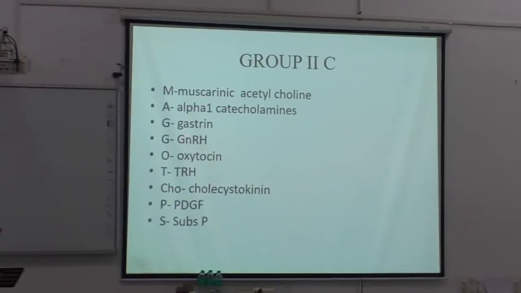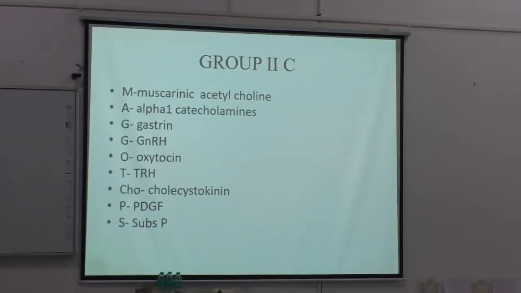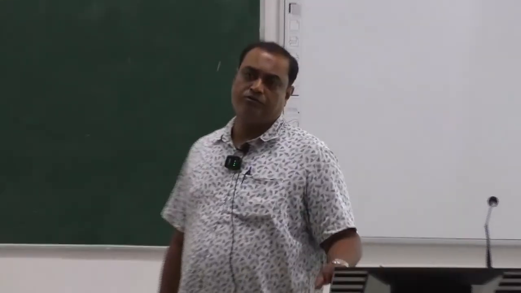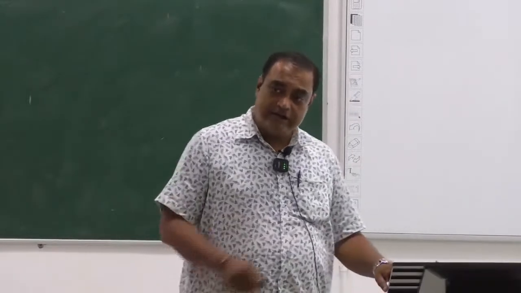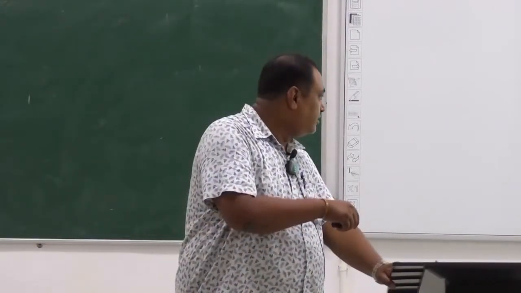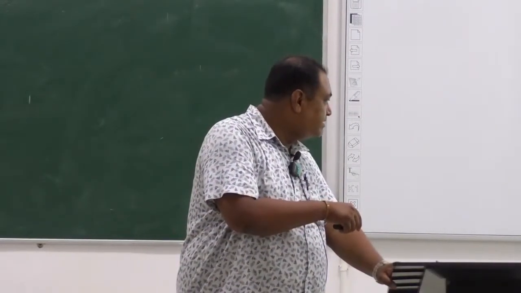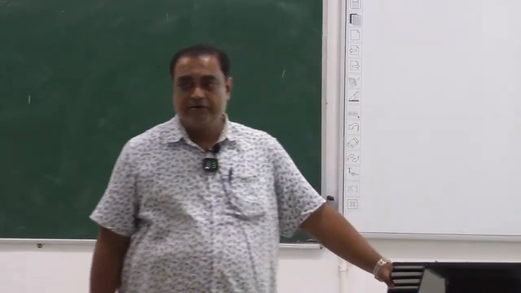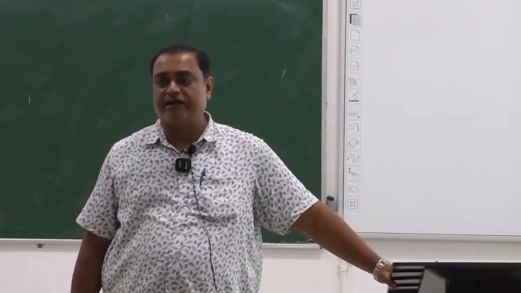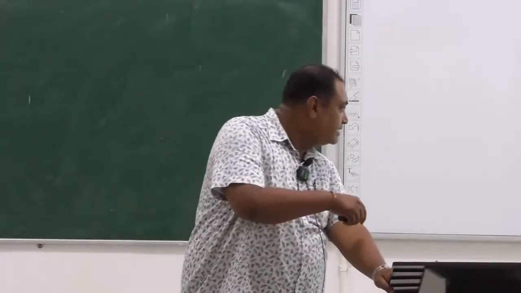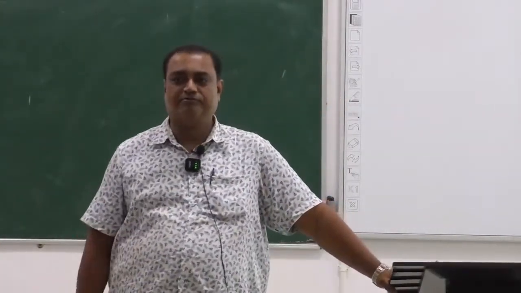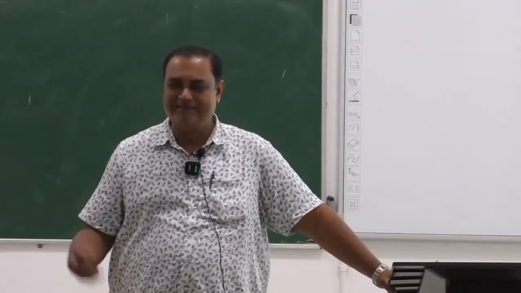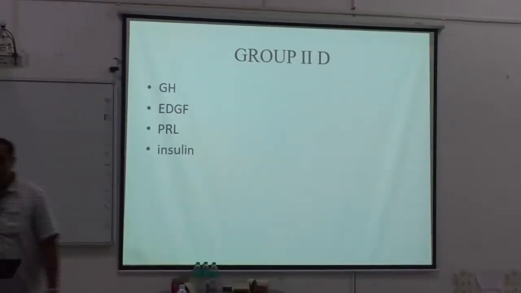What is this? Gonadotropin releasing hormone. What is this? Thyrotropin releasing hormone. This is okay, fine. What is this? Platelet derived growth factor. What is this? Substance P is the name of the hormone. Substance P. Group 2D.